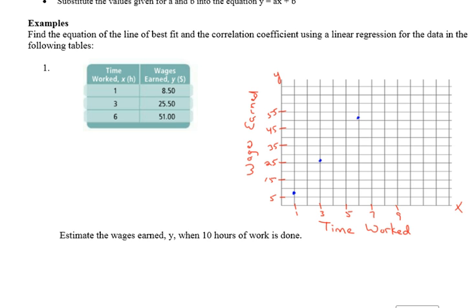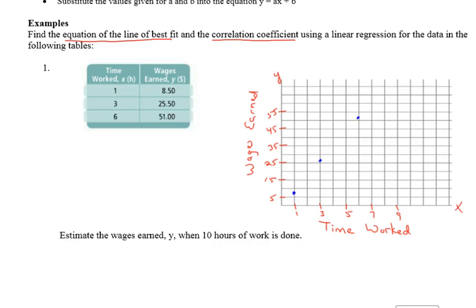So if we take a look at example 1, this is the example that we saw yesterday in the notes. I just copied over the scatter plot that we created. What we're going to do is find the equation of the line of best fit, and we're going to use the graphing calculator to help us do that. And we're also going to find what we call the correlation coefficient. Again, the correlation coefficient tells us exactly what kind of correlation we have.